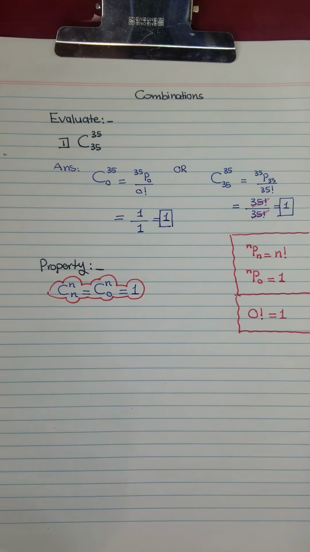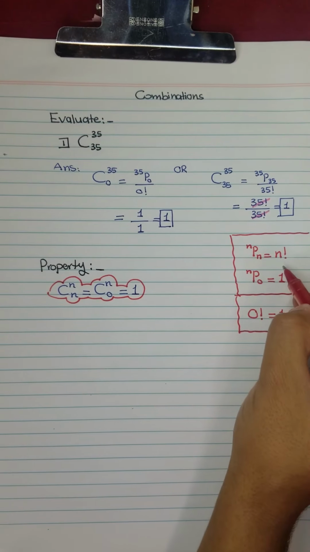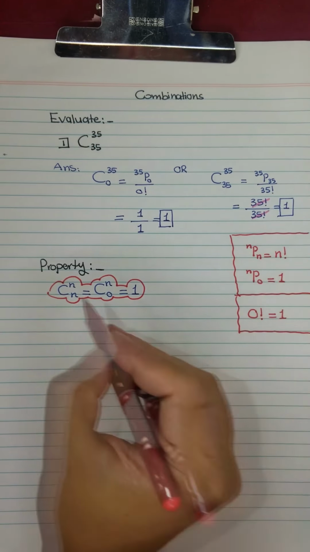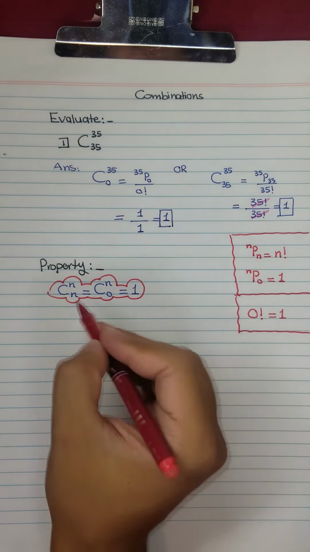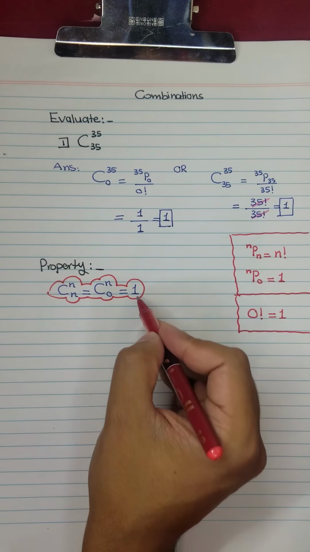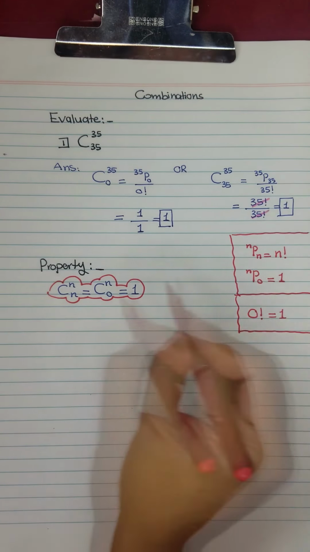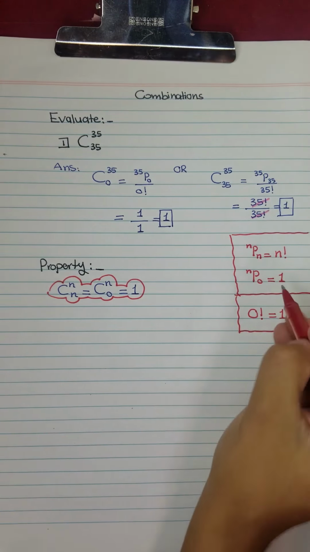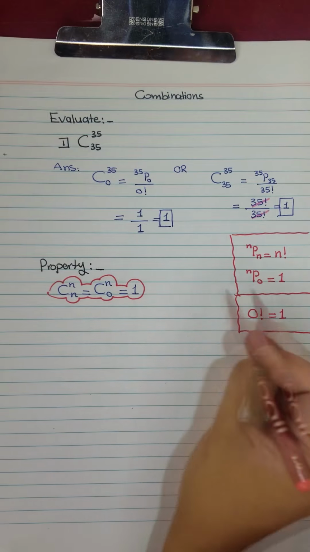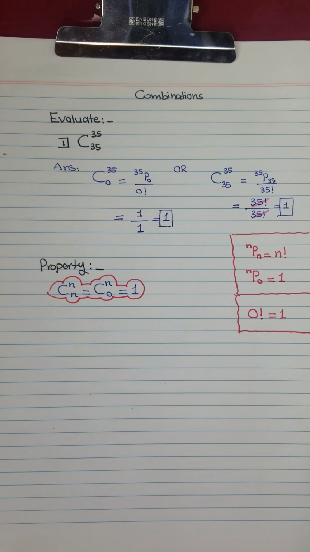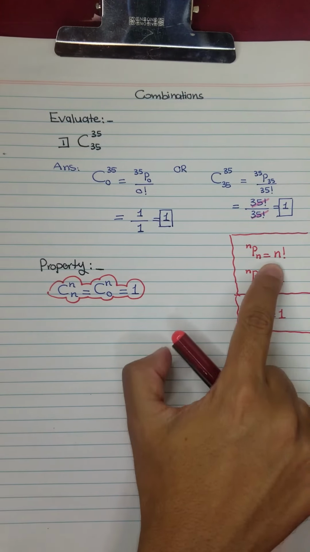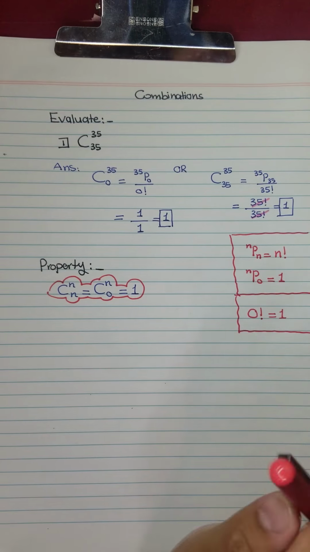And please always try to compare this to the permutation one. Notice that these two are not equal in permutation, but they're equal in combination. n permutation n and n permutation 0 are not equal. They give you different answers: n factorial here and 1 here. But with combinations, they both give you the same answer, which is 1. So this is a key difference between combinations and permutations. Notice that n permutation 0 and n combination 0 are the same thing. It is 1. But n combination n is different from n permutation n. This is going to be 1, this is going to be n factorial. So these are different. Okay, good.